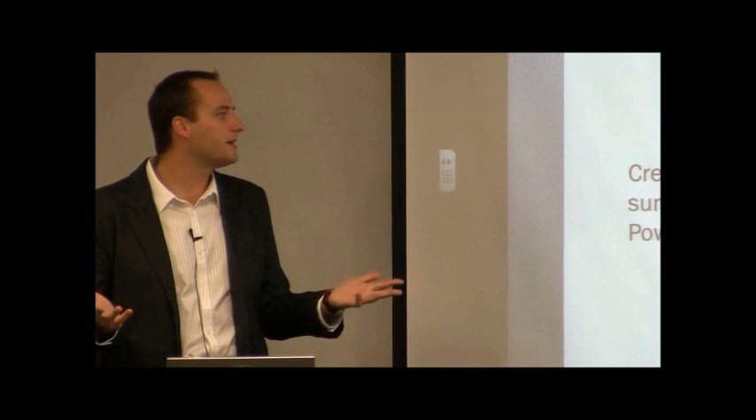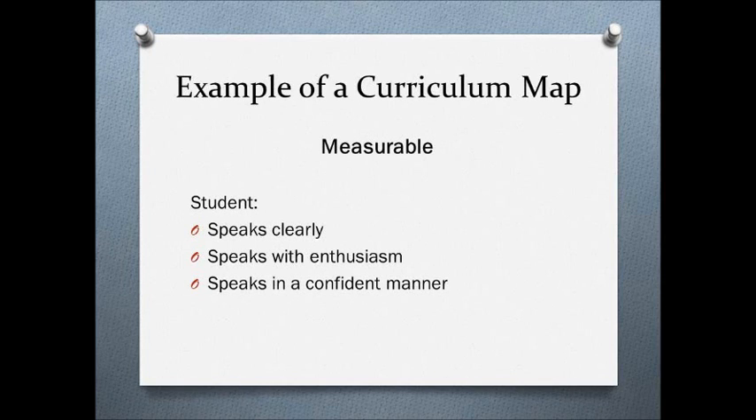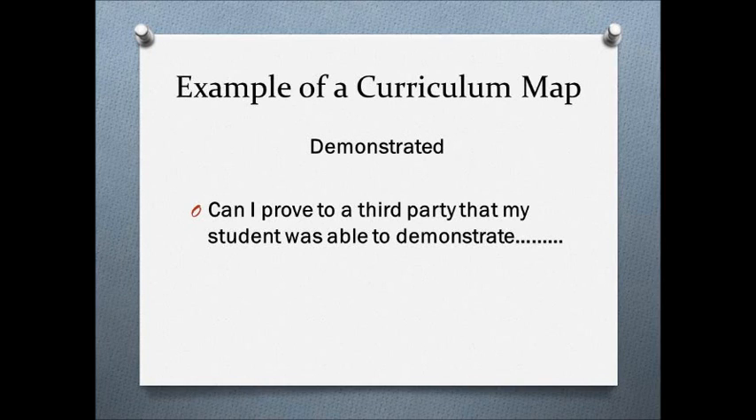For example, a 10-slide PowerPoint. Measurable. For example, you're observing the student's ability to speak clearly, speaks with enthusiasm, and speaks in a confident manner. And demonstrated. Can I prove that this person was able to meet certain criteria?